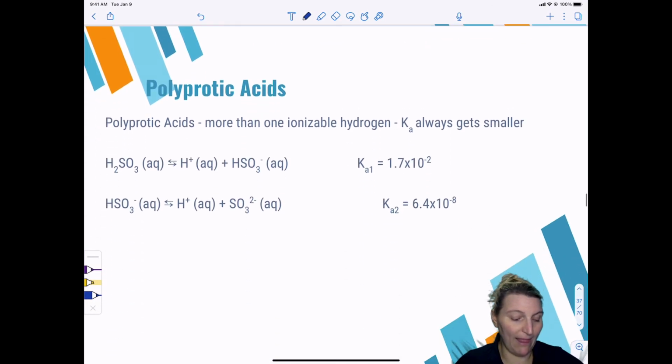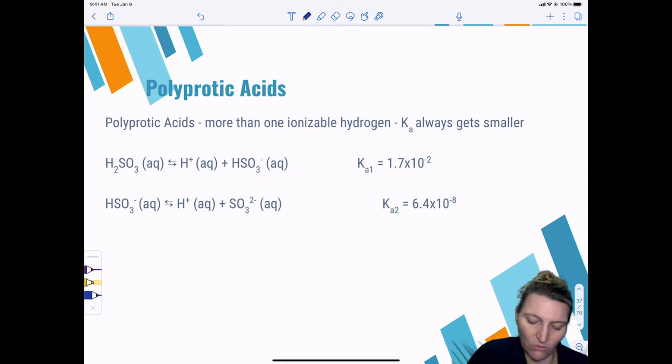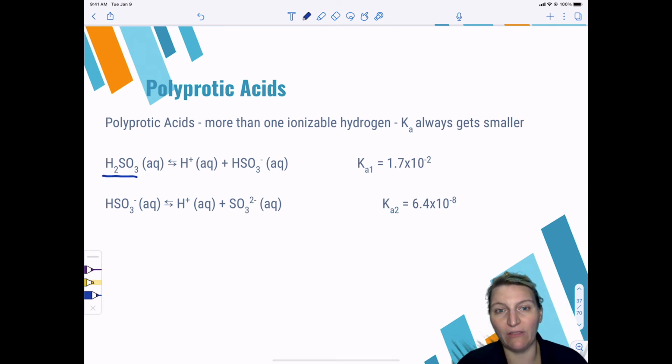So just one last little piece before we start talking about weak bases is just to touch upon polyprotic acids. We know the definition of polyprotic acids is that there's more than one ionizable hydrogen ion that can be donated. And every single time, the subsequent K of the next hydrogen being lost is a lot smaller. So this is the weak acid H2SO3.